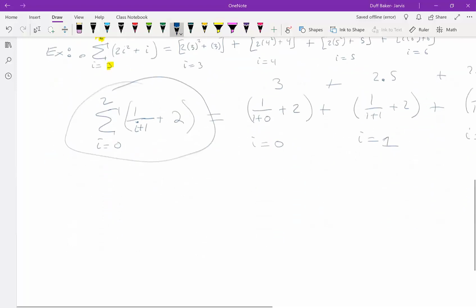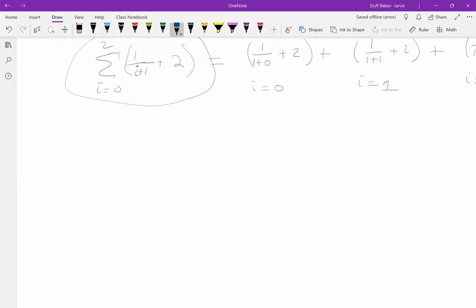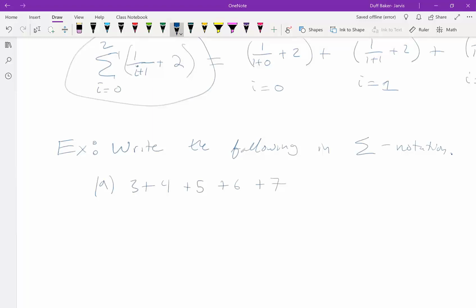Okay, so it's good practice to try to think about it in reverse as well. So let's think about it in reverse. I'm going to give you some things that have been added together, and we're going to try to write them in sigma notation. So A, we have 3 plus 4 plus 5 plus 7. So why don't you guys take a minute to think about these?